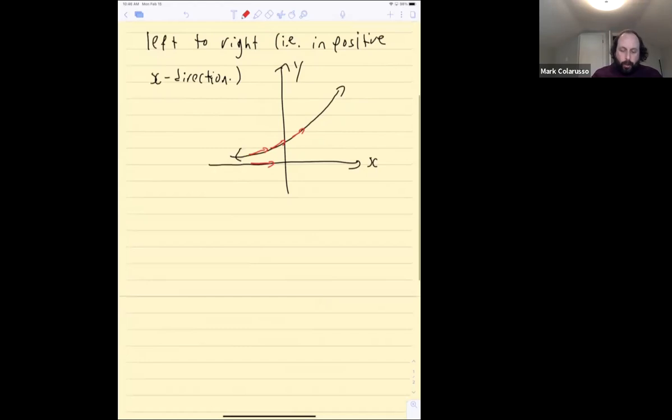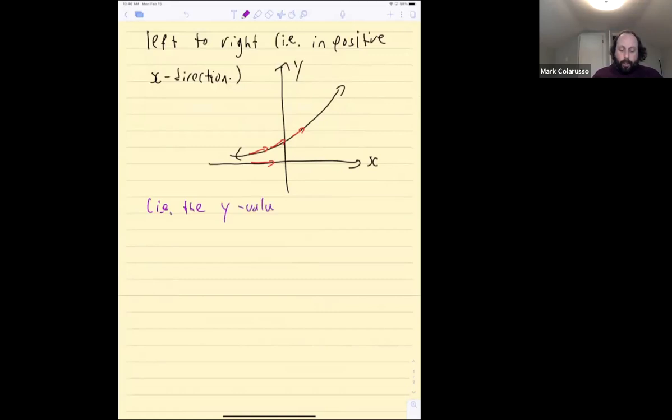A more precise way of saying this, which is where the word increasing comes from, is that the y values of the function f increase as the x values increase. As x keeps getting larger, the y values are also getting larger and the graph is rising.